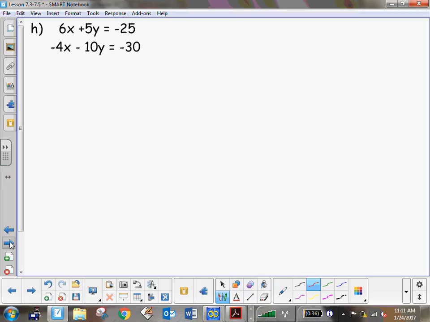What would you like to get rid of? What would be the easier one to get rid of? If I look at the x's, 6 and 4, what's the first multiple they have in common? 12. Not factor, multiple. So 12. That means I would have to multiply both of these, wouldn't I, to get a 12? How about if I look at the y's? What's the first multiple they have in common? Which means I only have to worry about multiplying through by one equation, yes? The signs are different, so we're going to take this one by 2. Okay, finish this problem.